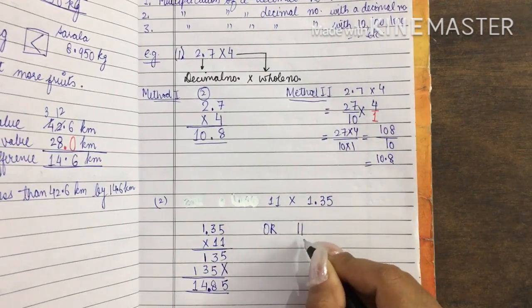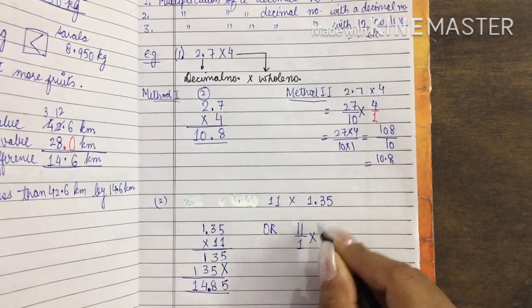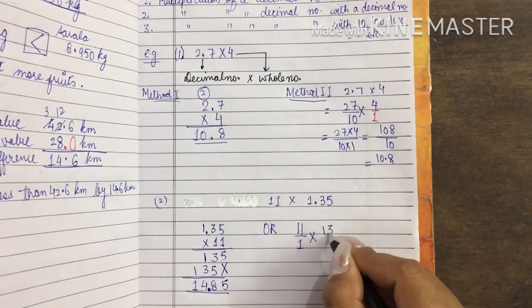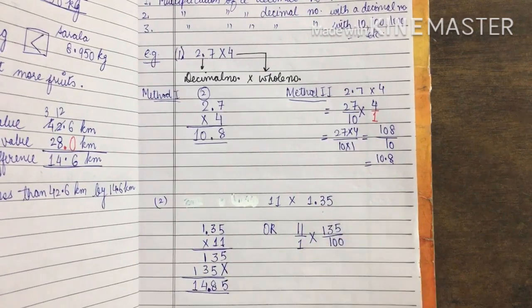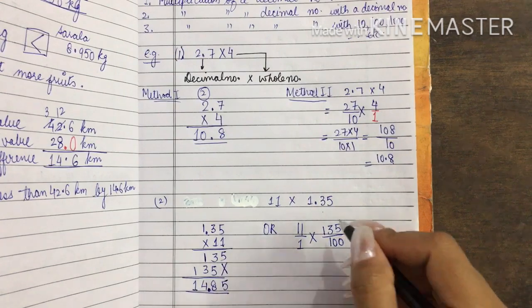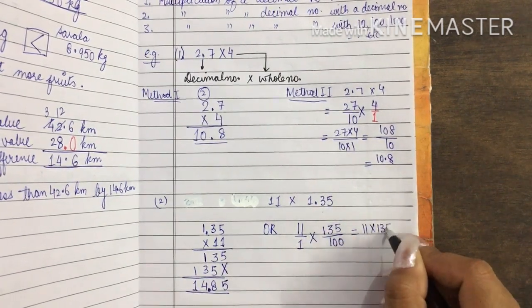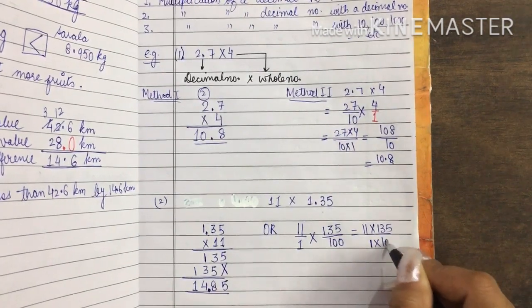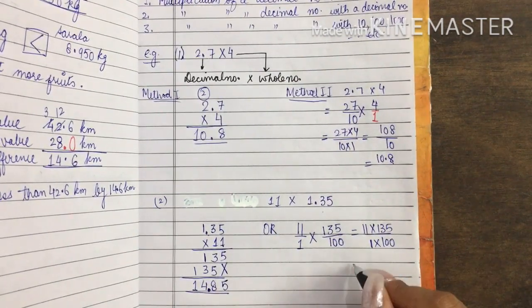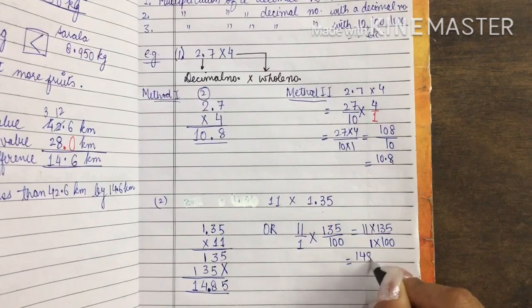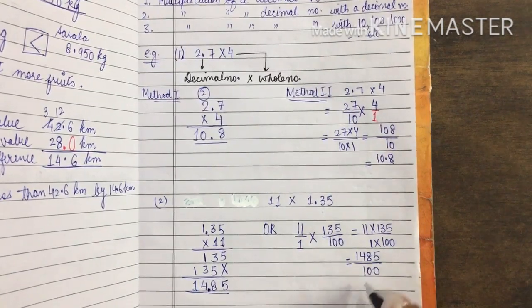So 11 can be written as 11 over 1. Changing the decimal number into a fraction, this will be 135 over 100. Multiplying the numerators, 11 into 135. In the denominator it is 1 and 100. So the numerator gives me 1485 over 100.